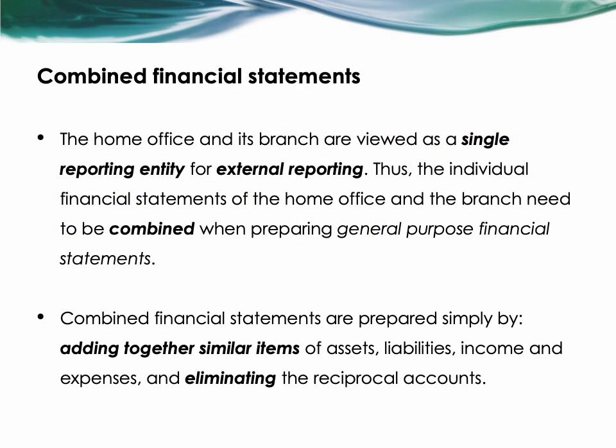So let's proceed to the combined financial statements. As mentioned, for external reporting, the home office and its branch are viewed as a single reporting entity, and we must combine their results. So combined financial statements are prepared in two simple steps. Number one, adding together similar items of assets, liabilities, income, and expense. And then number two, eliminating the reciprocal accounts.